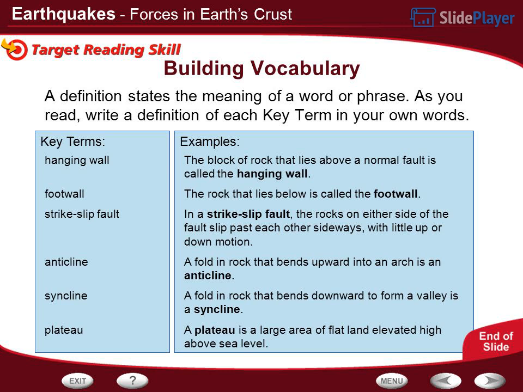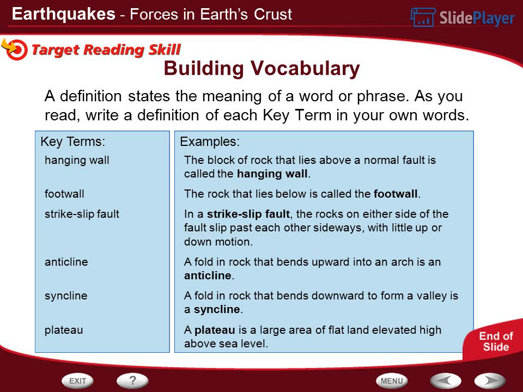The block of rock that lies above a normal fault is called the hanging wall. Stress is a force that acts on rock to change its shape or volume. Tension. The stress force called tension pulls on the crust, stretching rock so that it becomes thinner in the middle. The rock that lies below is called the footwall. In a strike-slip fault, the rocks on either side of the fault slip past each other sideways, with little up or down motion. Compression. The stress force called compression squeezes rock until it folds or breaks.